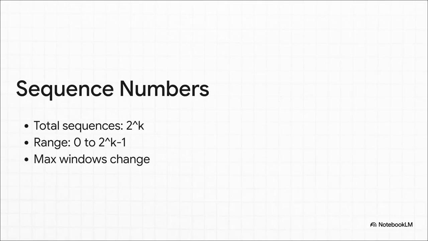But here's where we have to add a layer of practical reality. Computers, right? They don't just use abstract numbers. They use bits. When we introduce our next key variable, using k bits for the sequence number field in our frame header, our total sequence pool gets restricted. It's capped at 2 to the power of k. And because of that, the valid sequence range is exactly 0 up to 2 to the power of k minus 1.